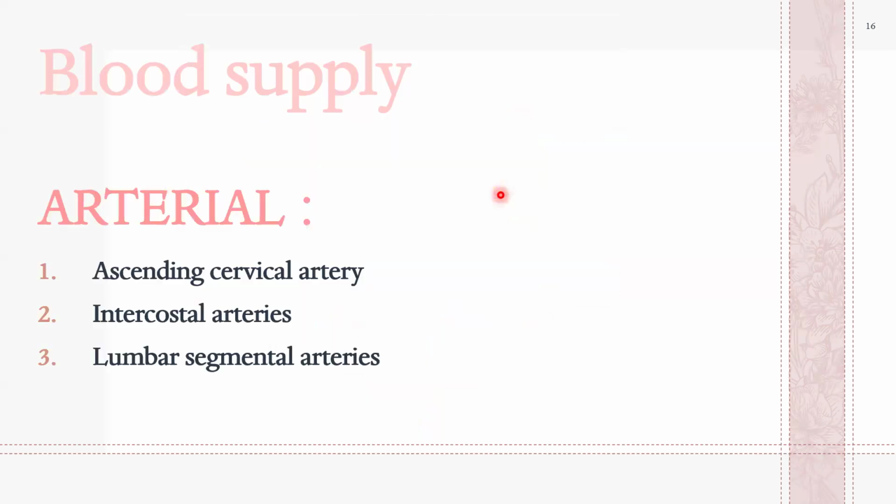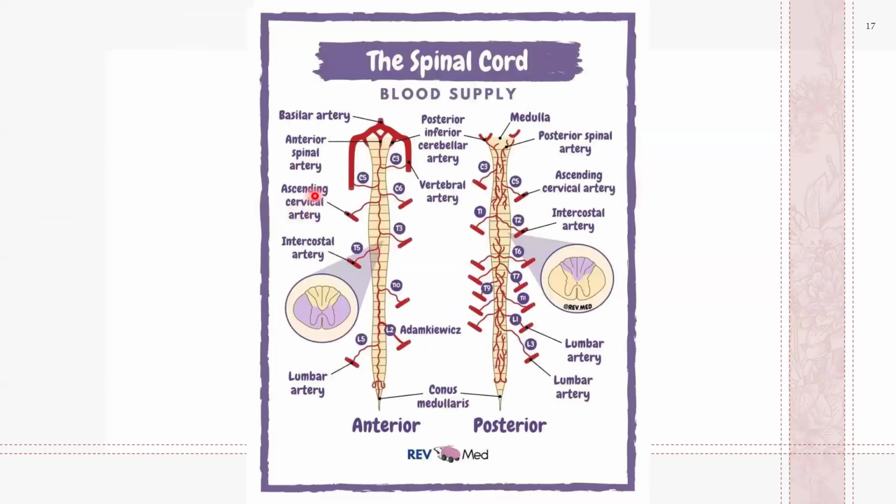Arterial supply is by the ascending cervical artery, intercostal, and lumbar segmental arteries. These are the ascending cervical, intercostal, and lumbar arteries.